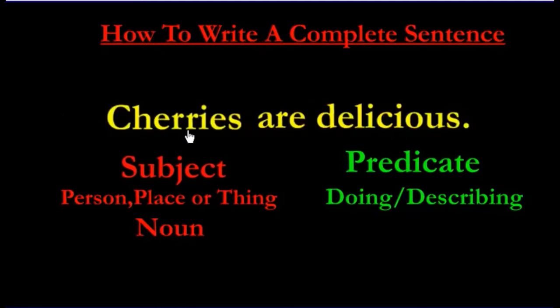Let's look at this one. Cherries are delicious. Do we have a subject? There's no people here. There's no places, but we do have a thing. We have cherries. That's our subject. Am I describing the cherries? Yes, I am describing the cherries here. I'm saying they're delicious. So that's my predicate.